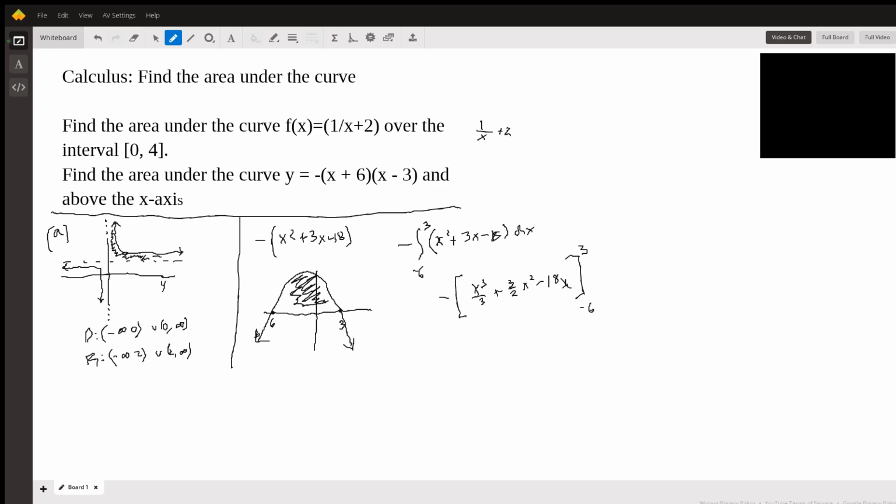Okay, so I think definite integrals are really not that hard, especially when they're just polynomials. And you shouldn't have much trouble with this one.